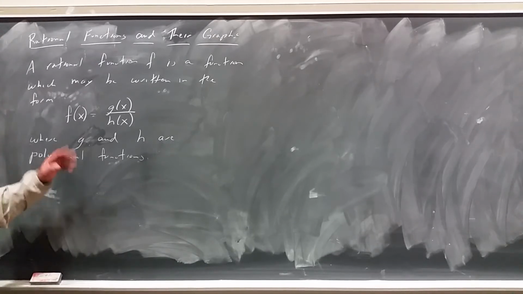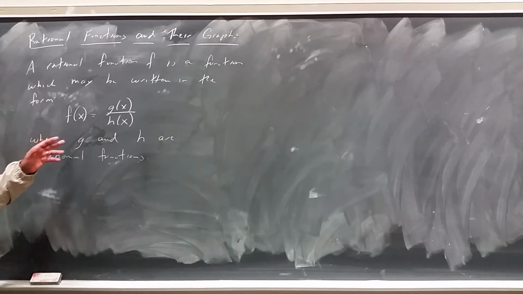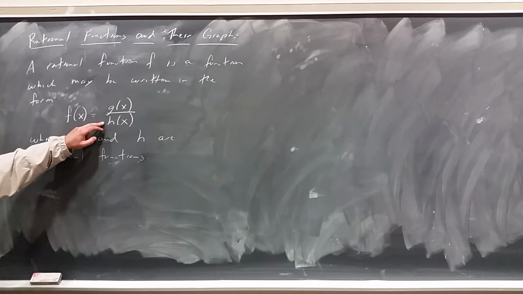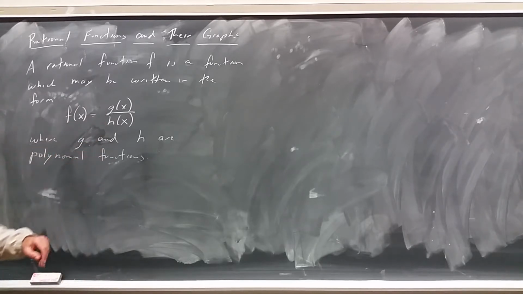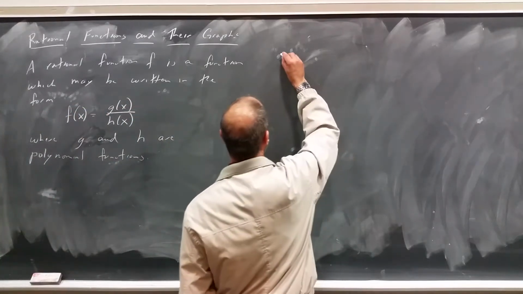A rational function is any function which can be written in the form f of x equals g of x divided by h of x, where g and h are both polynomial functions. I'd like to take a look at some examples and their graphs. Let's start with this one.